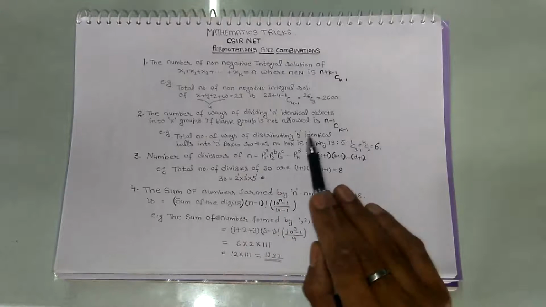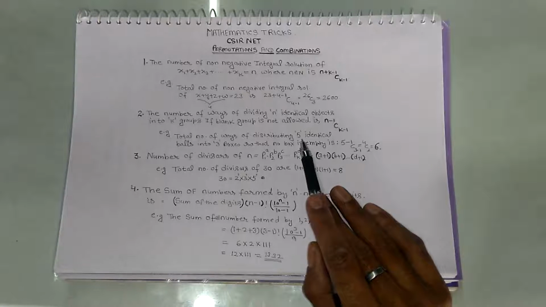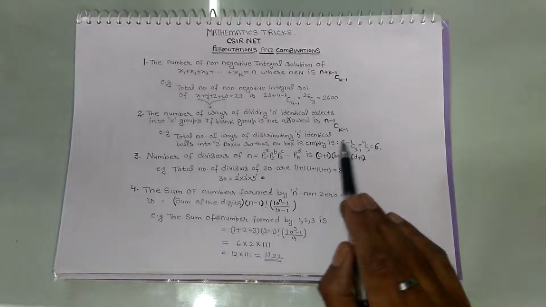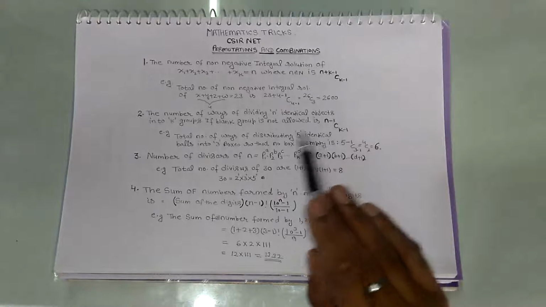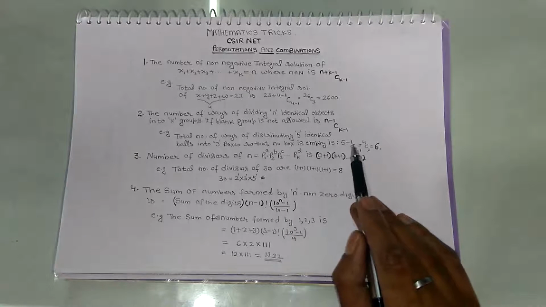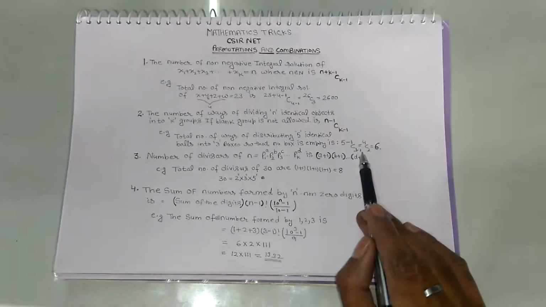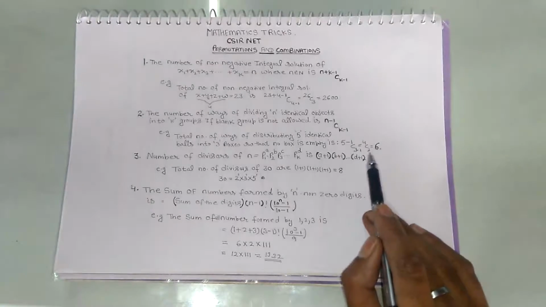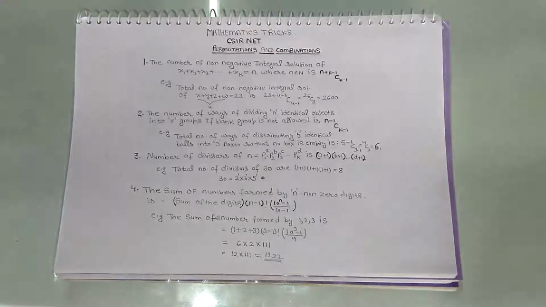This would be, here we have 5 identical balls, 5 minus 1, and we have to place those balls into 3 boxes. So 5 minus 1 c 3 minus 1, that would be equal to 4c2. After solving this expression we get 6. There are 6 ways by which we can distribute 5 identical balls into 3 boxes so that no box is empty. Third one, which is most important, is to find the number of divisors.